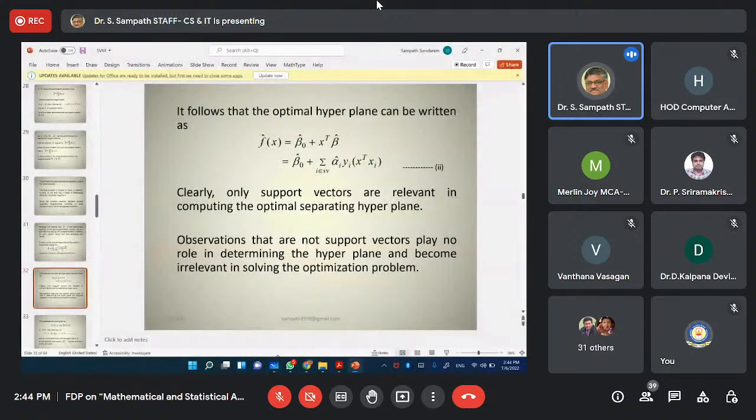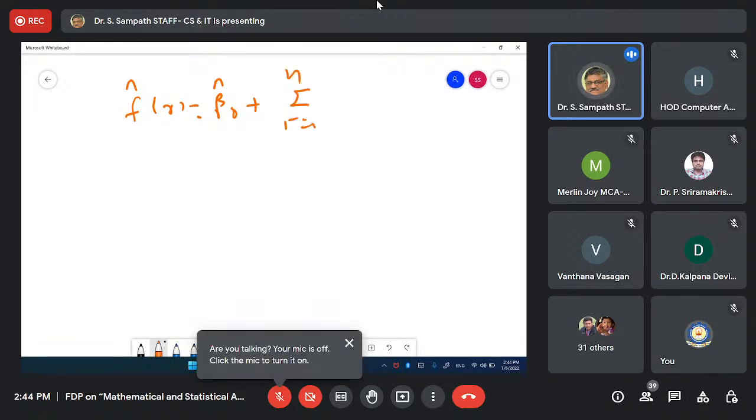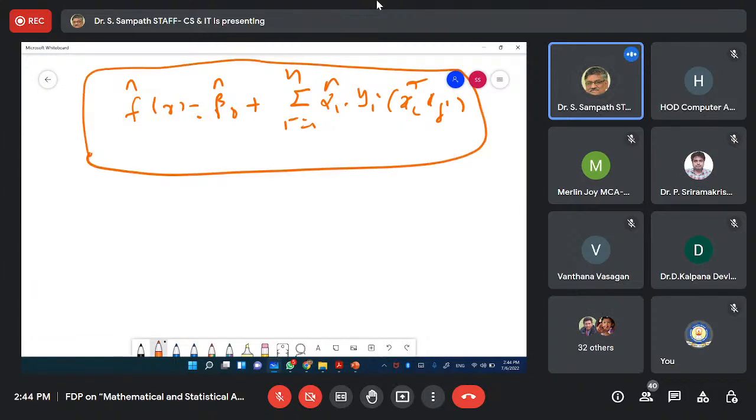This is going to be the most important part for me. F hat of x is going to be beta naught hat plus sigma i ranging from 1 to m of alpha i hat yi into xi transpose xj. Here I have a scalar. A lot of mathematics is involved there. So this is my classifier. Now this classifier we can use only when we have linear separability.